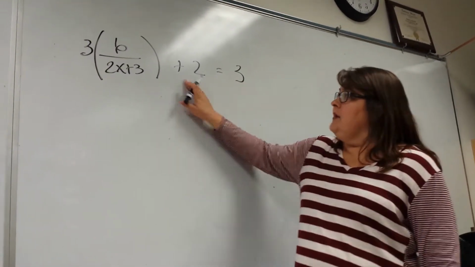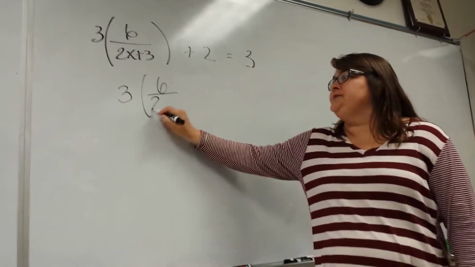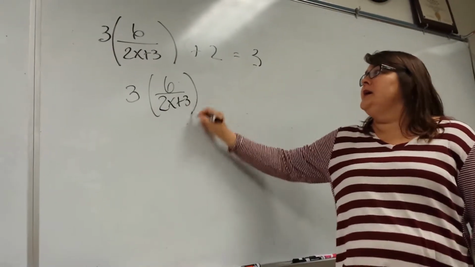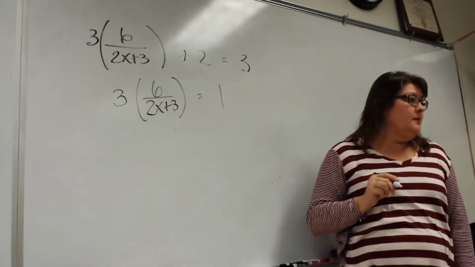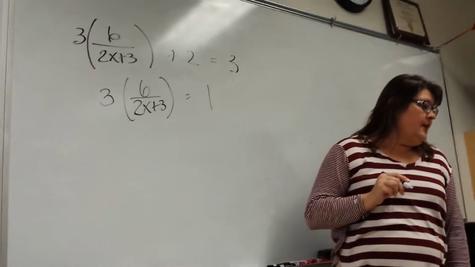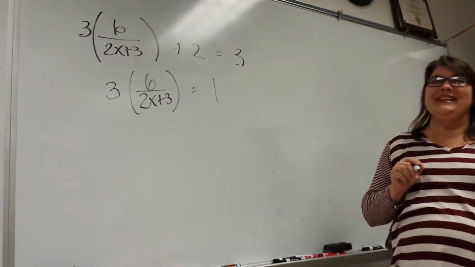So we're going to get rid of the 2, right? Let's just do it slowly. When we subtract 2 over here, we get the number 1. So far, so good? Are we good so far? Okay, good. I see you.